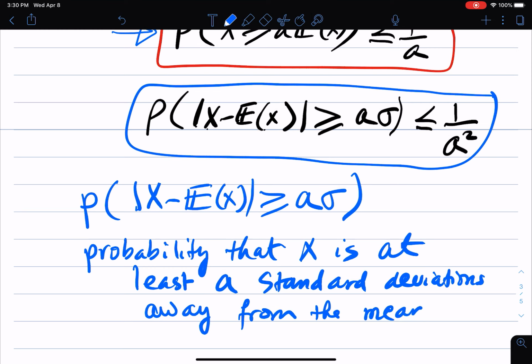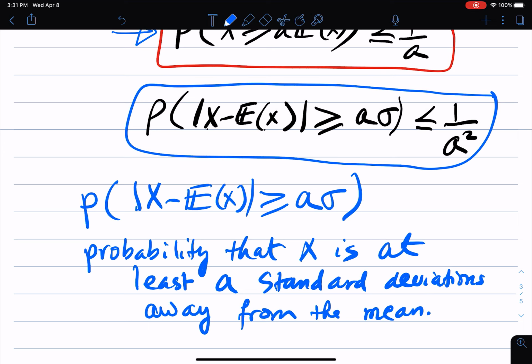Okay, so when we report averages, usually we also report the standard deviation. We are interested in how many points fall 1 standard deviation from a mean, how many points fall 2 standard deviations from the mean, and so on. So this here, what I wrote, is that the probability that x is at least a standard deviations away from the mean is bounded by 1 over a squared.